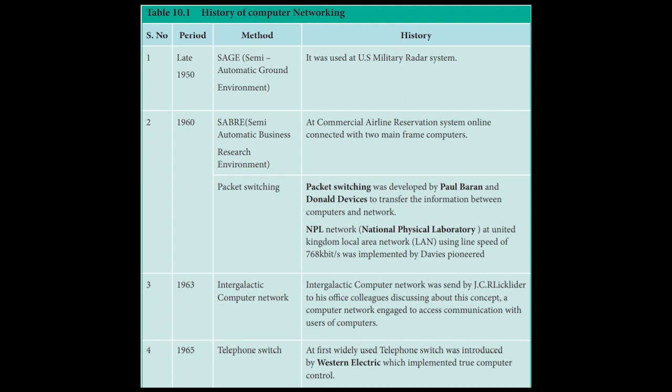The third method, that is in 1963, intergalactic computer network was sent by, and that name is JCR Licklider. That is JCR, then space will be there. Okay. This intergalactic computer network was sent by this person to his office colleagues, right, for discussing about the concept. When they are discussing about this concept, a computer network was engaged to access the communication with the users of those computers, right? And the next method is telephone switch.